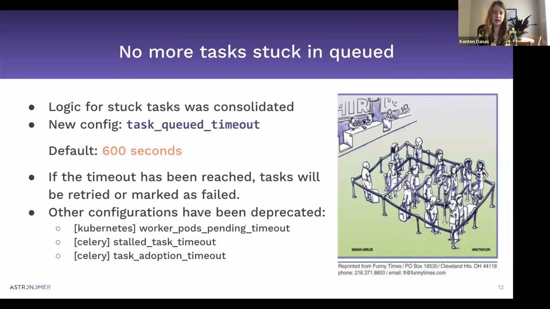Now that's all been consolidated into this new config parameter that's called task queued timeout. This is something you can control, so it's going to default to 600 seconds, but you can update this for your Airflow instance. Once that timeout has been reached, any task is going to be either retried or marked as failed, depending on how you have your settings applied for that particular task. So regardless of what is causing it to be stuck in queued, it will no longer get stuck past that 600-second mark. So this is huge.